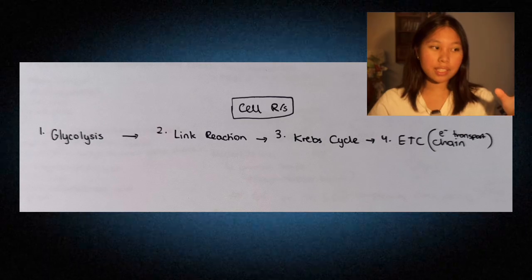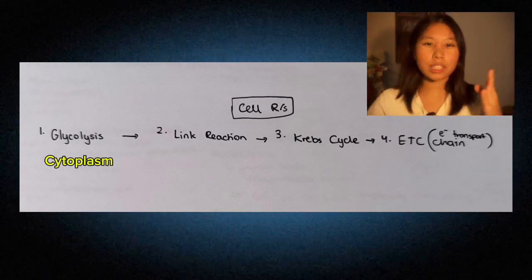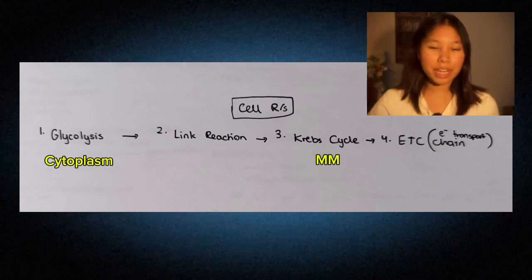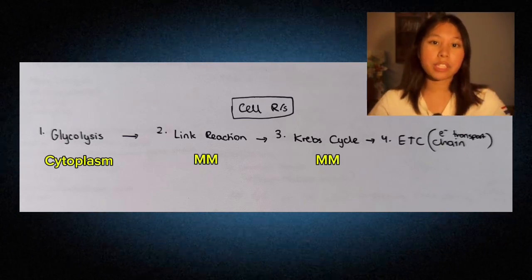As the name suggests, it's actually called the link reaction. First of all, we have to know that glycolysis occurs in the cytoplasm. Well, where does the Krebs cycle occur? It occurs in the mitochondrial matrix. Where does the link reaction occur? It also occurs in the mitochondrial matrix. So we have to know, how does that pyruvate get from the cytoplasm into the mitochondrial matrix?